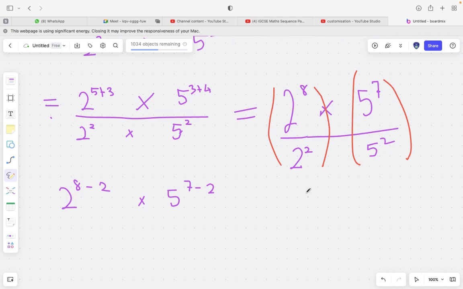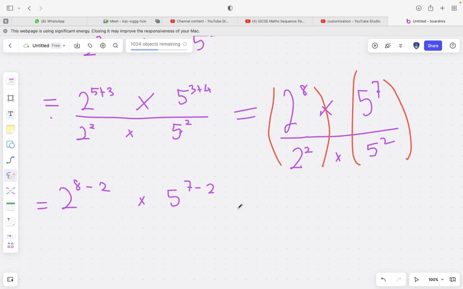But you can see, like this, they have same base. Remember that. This and this, they have same base. This and this, they have same base. And so we can apply it. This and this also have same base, so we can apply it. Is that okay? So 2 to the power of this becomes what?